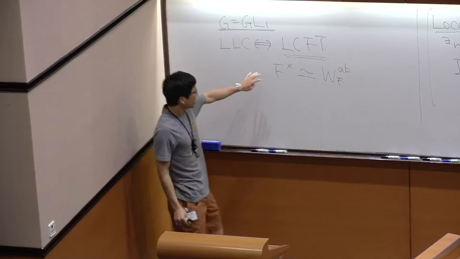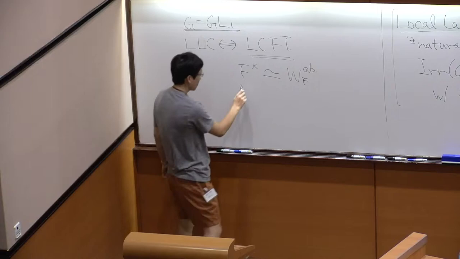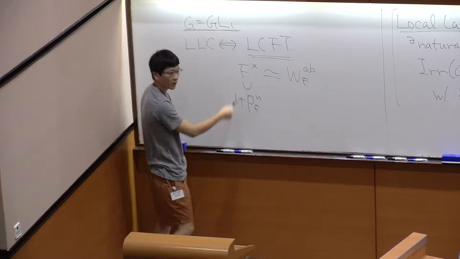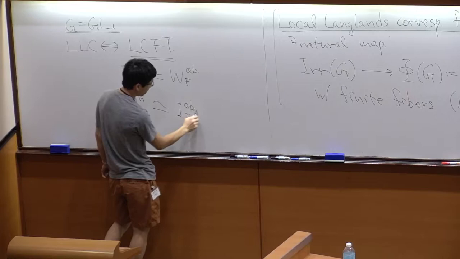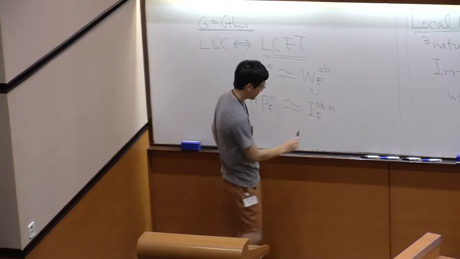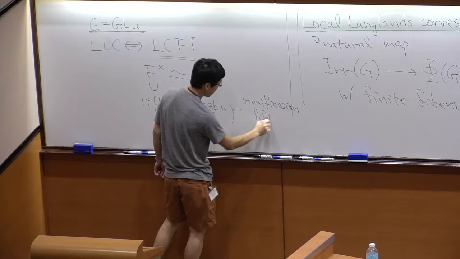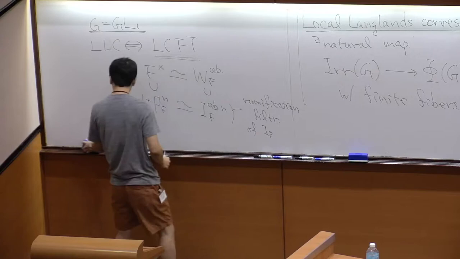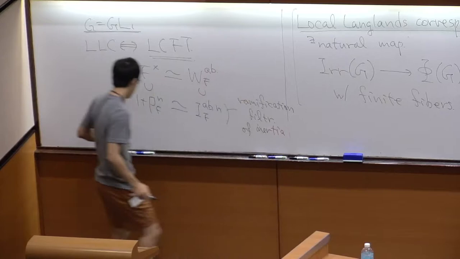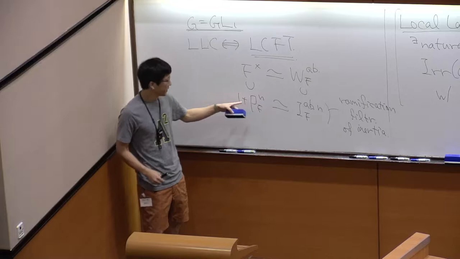But here, the important point is this map preserves much deeper information. Namely, the higher unit groups of F^× can be identified with the ramification filtration of the Weil group. So here, I_F is the inertial subgroup of W_F, and this is the ramification filtration of inertia. And actually, this is the depth preservation for LLC for GL_1. And in this case, the depth is just a natural number here.